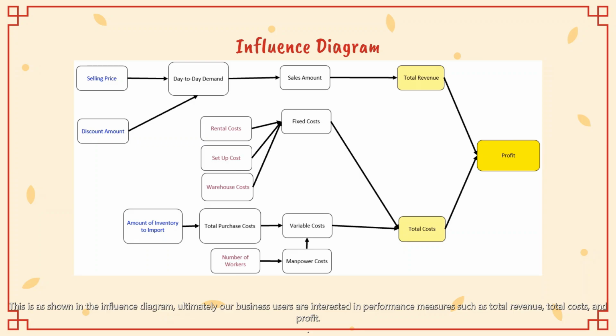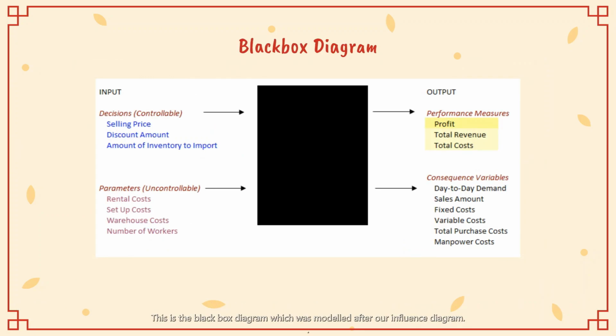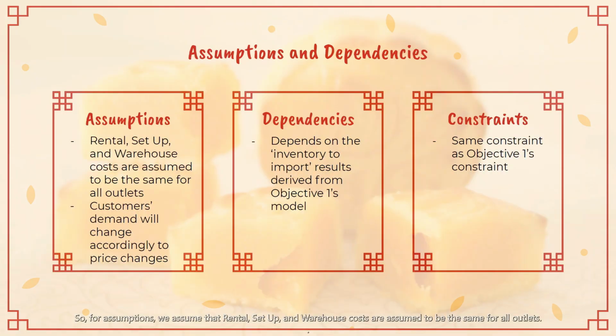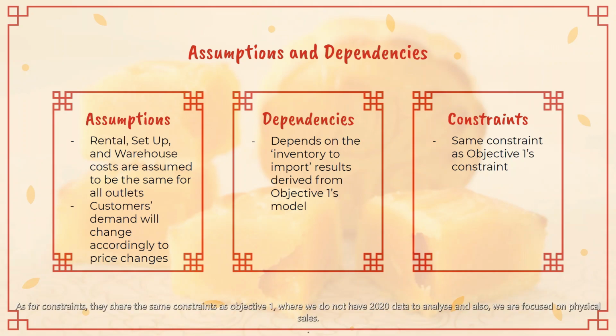Ultimately, our business users are interested in performance measures such as total revenue, total costs, and profit. This is the black box diagram that was modeled after our influence diagram. So for assumptions, we assume that rental, setup, and warehouse costs are assumed to be the same for all outlets. And also, we assume customers' demand will change accordingly to price changes. As for dependencies, as highlighted just now, this model depends on the inventory to import results derived from Objective 1's model. As for constraints, they share the same constraints as Objective 1, where we do not have 2020 data to analyze, and also we are focused on physical sales.